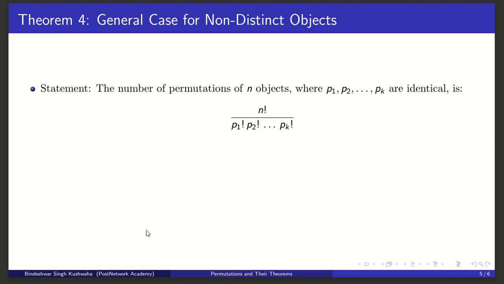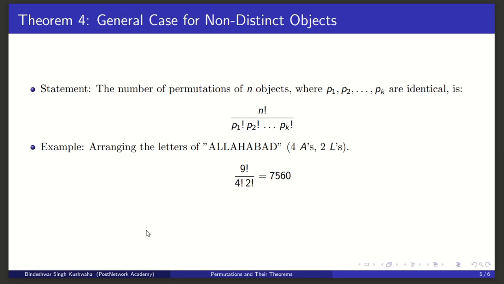Now the number of permutations of n objects where p1, p2 till pk are identical will be factorial n upon factorial p1 into factorial p2 till factorial pk. Now let us see an example. If there is the word Allahabad, there are 4 A's and 2 L's. So the number of arrangements would be factorial n upon factorial 2 into factorial 4, and that will be 7560.